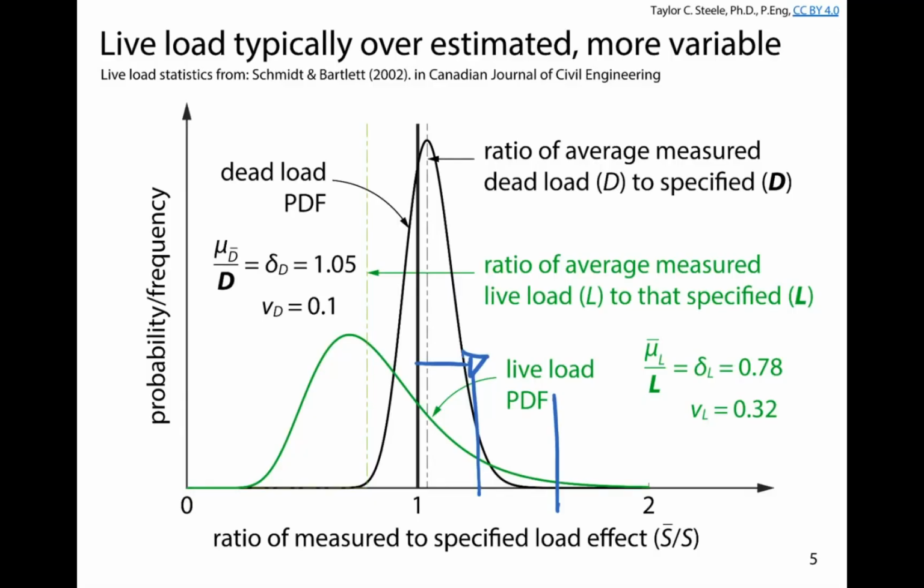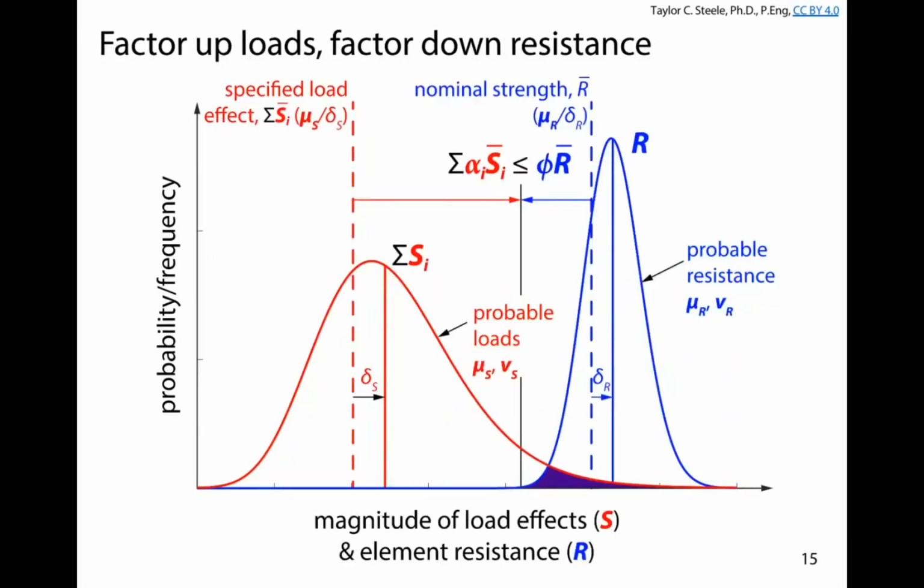Live loads we're likely to overestimate, but there's a very large variability, so we're still going to apply a healthy increase to whatever load it is that we calculate. Basically, we're going to be increasing the load effects with different factors. We're going to be reducing the resistance with a certain factor.